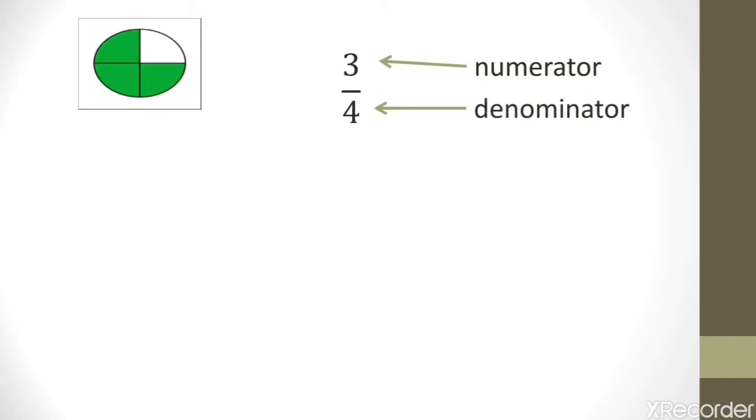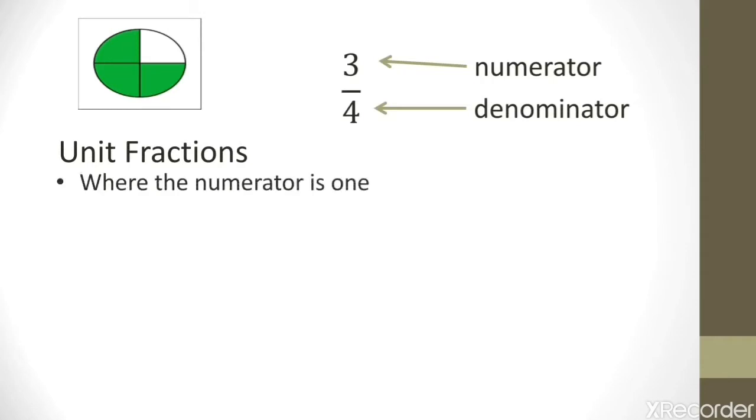You have learned how to write this fraction, that is 3/4. So the above number is known as the numerator and the below number is known as the denominator. That is how it starts. Then thereafter you should know what unit fractions mean. Unit fractions mean where the numerator is 1, like 1/2, 1/5, 1/7.